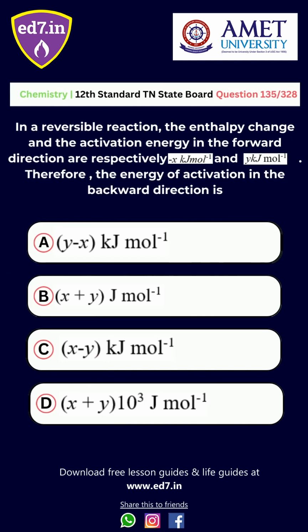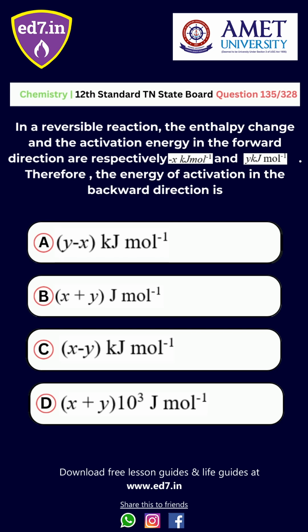Question number 135. In a reversible reaction, the enthalpy change and the activation energy in the forward direction are respectively minus X kilojoule mole inverse and Y kilojoule mole inverse. Therefore, the energy of activation in the backward direction is option A, Y minus X kilojoule mole inverse.